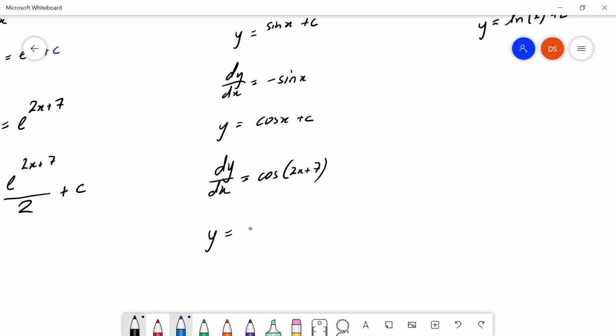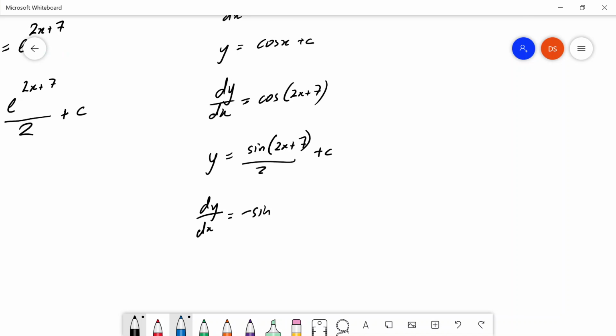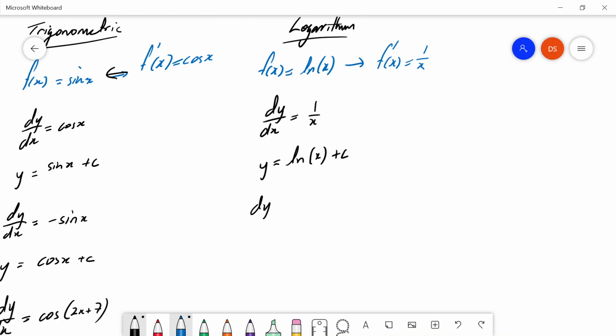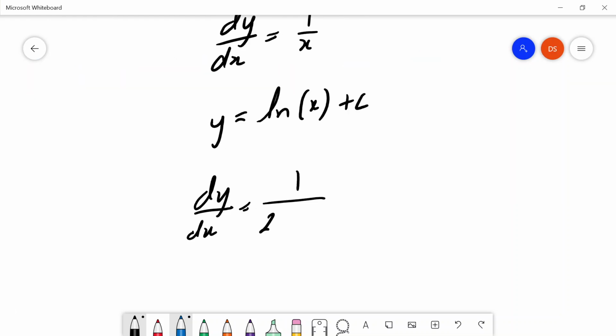Similarly, if dy by dx was equal to cosine of 2x plus 7, its integral is sine of 2x plus 7 divided by 2 plus c. Similarly, if dy by dx was equal to negative sine 2x plus 7, the integral would be cosine 2x plus 7 divided by 2 plus c. Also, if dy by dx was equal to 1 over 2x plus 7, then y is equal to ln of 2x plus 7 divided by 2, because the derivative of the inside is 2, plus c. And that is not so bad.